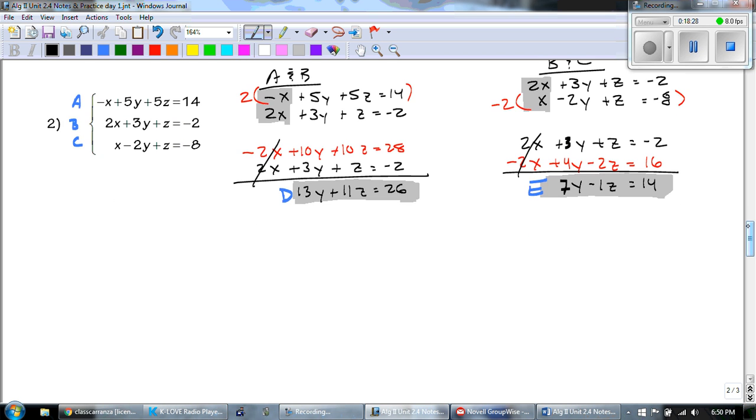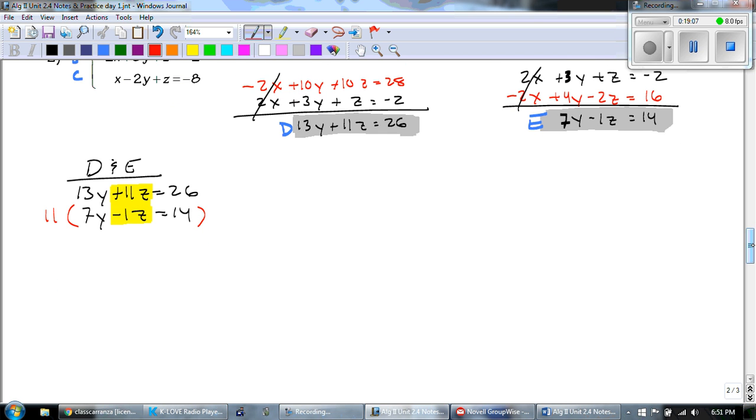Okay, so now that I've got D and E, I'm going to write D and E over here. We've got the 13y plus 11z equals 26, and the 7y minus 1z equals 14. Okay, now you get to choose what you want to cancel. Now personally, I think the z's would be the easiest to cancel because all you have to do is multiply the bottom by 11. Okay, and yeah, you're going to get a couple of big numbers here, but that's okay.